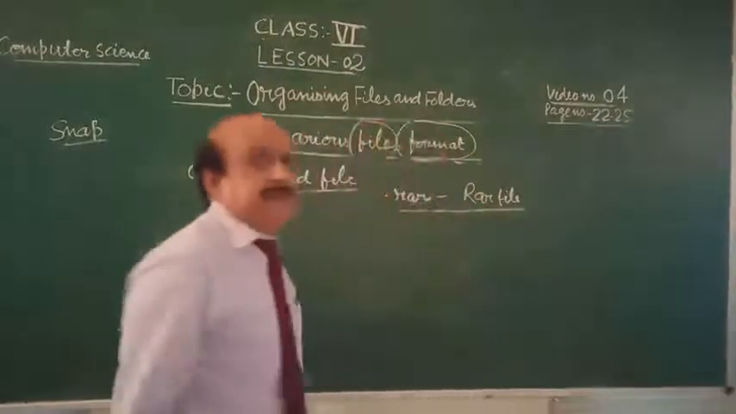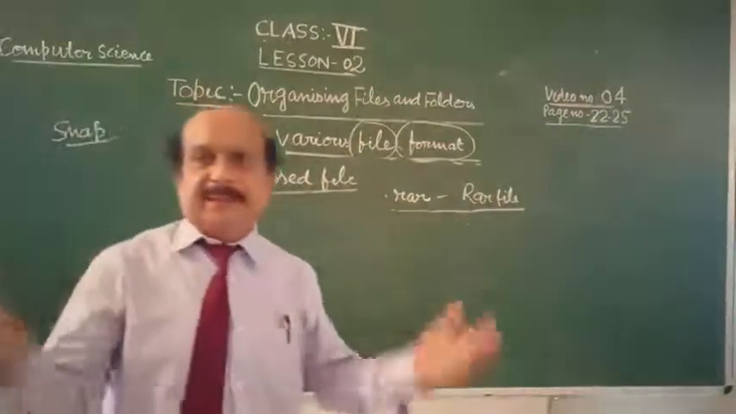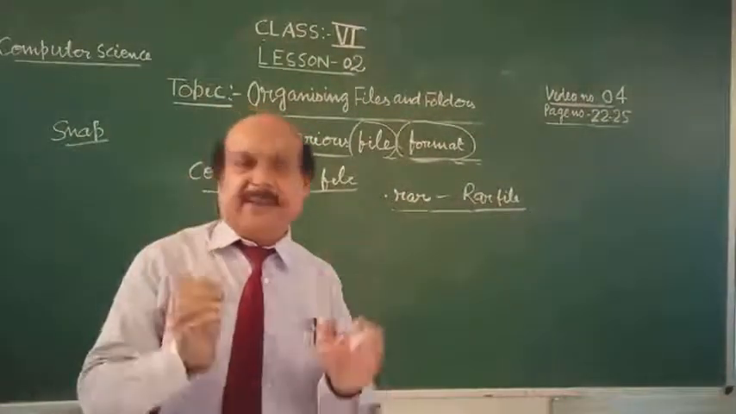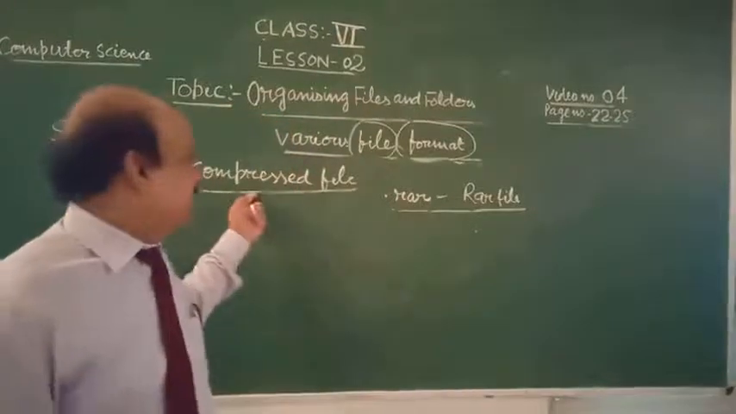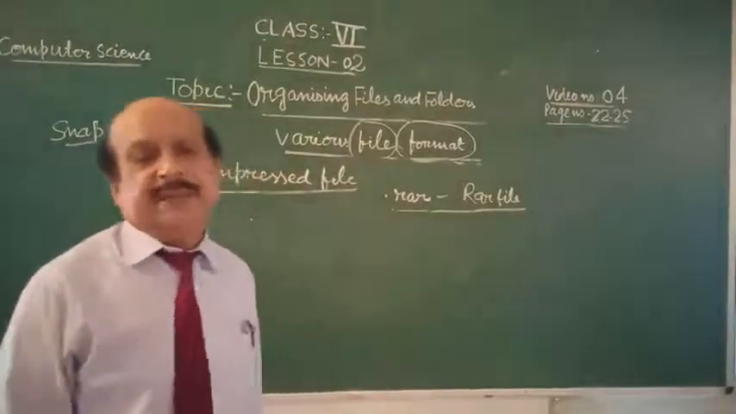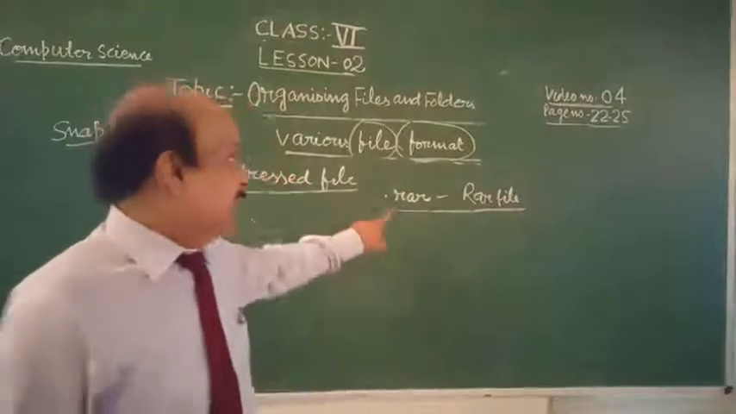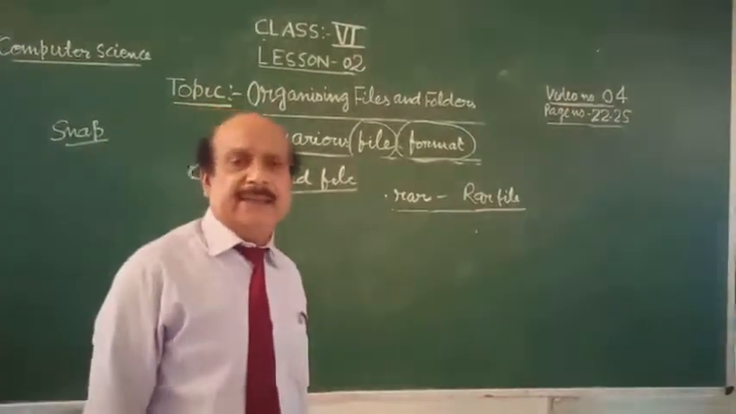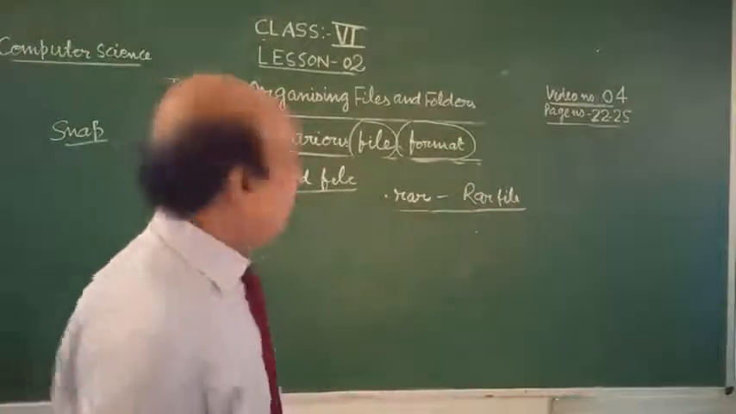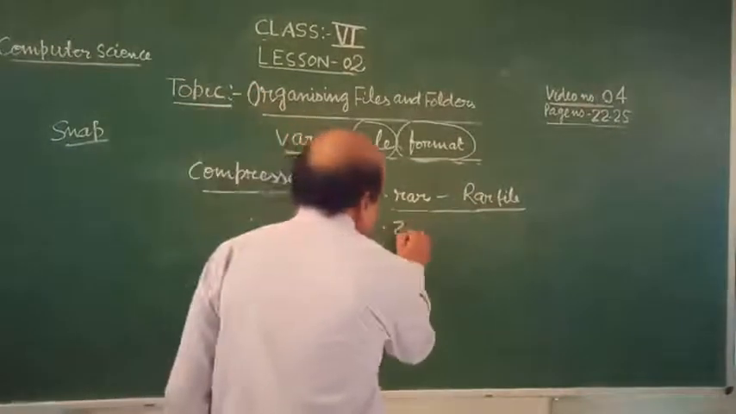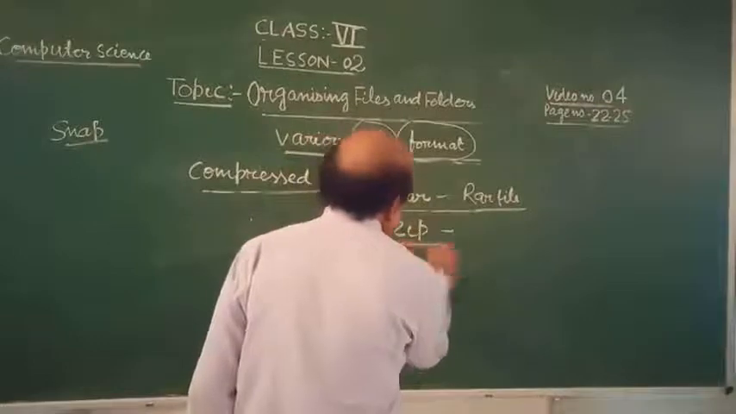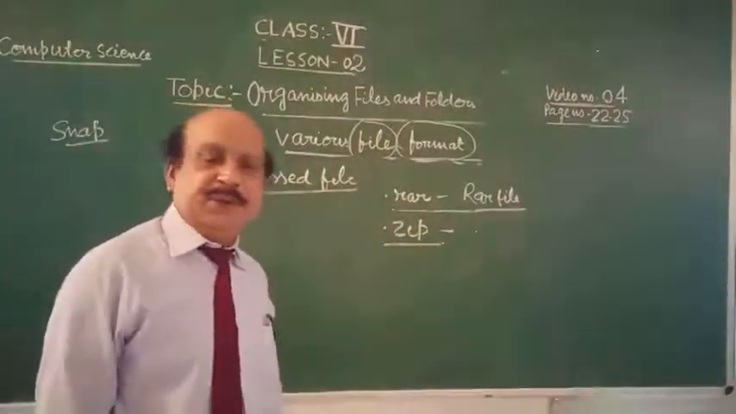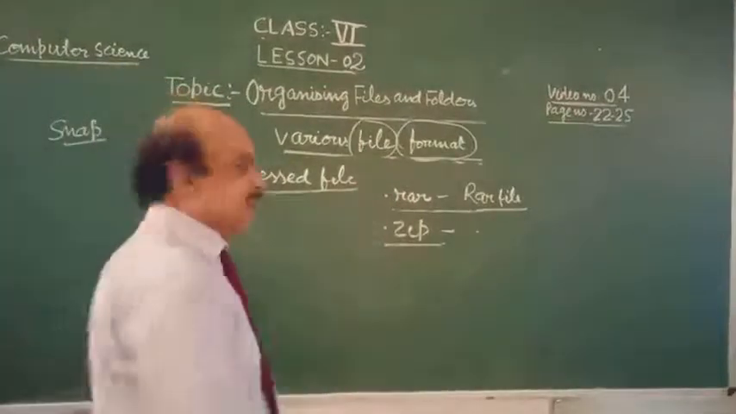If a file is very big in size, first of all they will compress it to make it occupy little space. That is known as a compressed file. When you are using a compressed file, the extension will be .rar, and these files are known as RAR files. One more example here, ZIP. If you are finding the extension ZIP, you can say this is a compressed file.